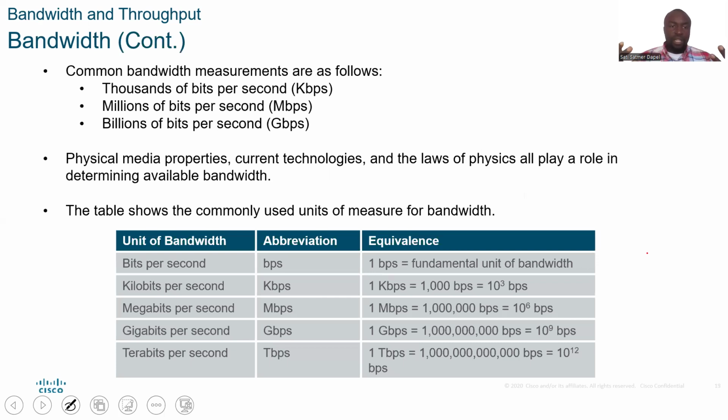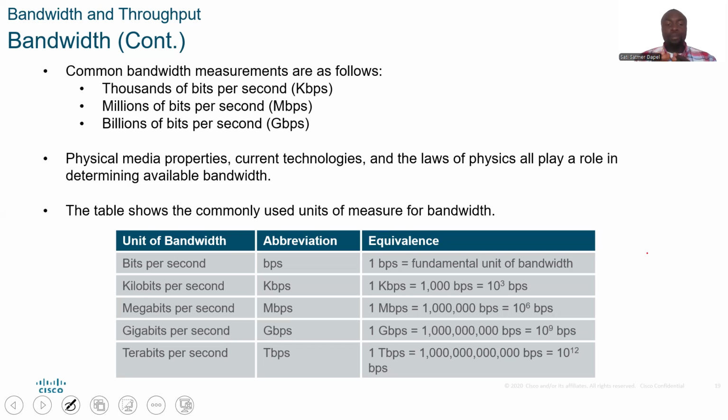All right, so we need to understand the measurements of bandwidth. Then we will go to the medium and see how they are actually measured. The measurements include kbps. Kbps means thousands of bits per second. When you say kbps, it means kilobits per second. Then you have mbps. Mbps means millions of bits per second, megabits per second. Then you have gbps, which is billions of bits per second, or we call it gigabits per second. So that's how your bandwidth is measured.